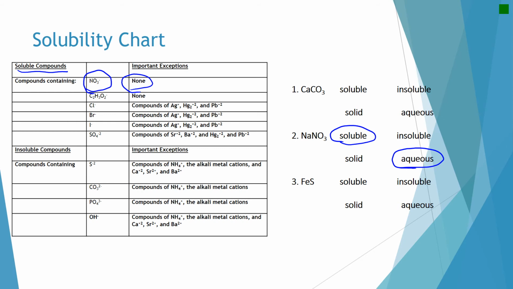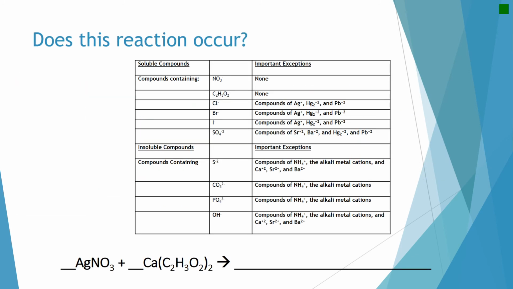Okay, and now let's try the FeS. So FeS, I'm going to look for S. It is typically going to be insoluble, except if it is partnered up with ammonium, an alkali metal, calcium, strontium, or barium. Is iron any of those? Well, it is not, so it is going to follow the traditional rule of being insoluble, which means that it is going to be a solid. So that means iron sulfide, or iron 2 sulfide, is not able to dissolve in water.